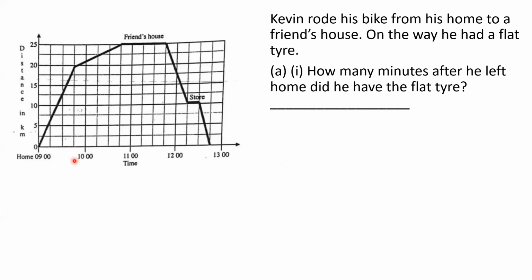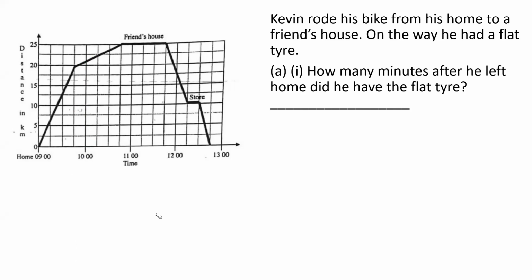Let's look. 10 o'clock is here. If we look on the graph, someone said 10 o'clock. At 10 o'clock, it shows that he's moving forward, so that's not a flat tire. What time did he have the flat tire? 9:30? Almost close to 11? 10:30? 11 o'clock? No, definitely not. Nope.